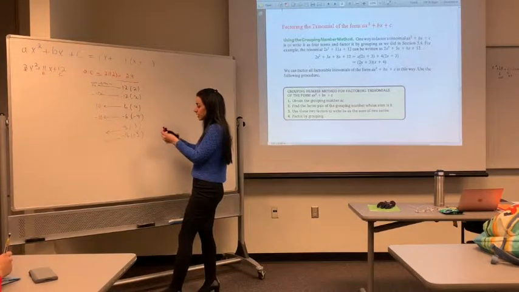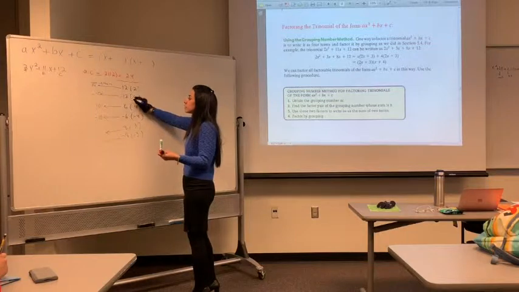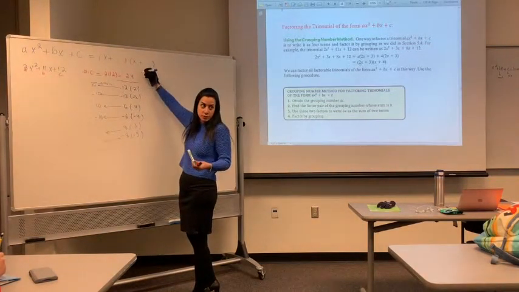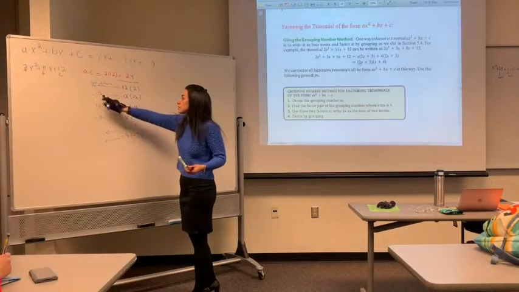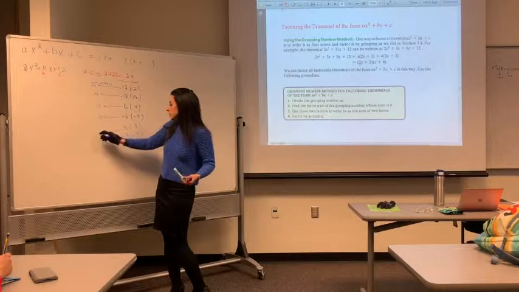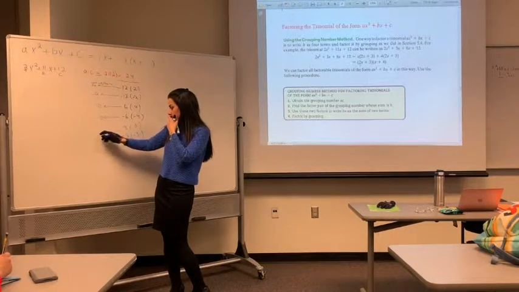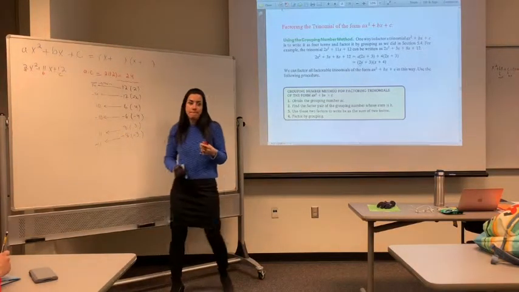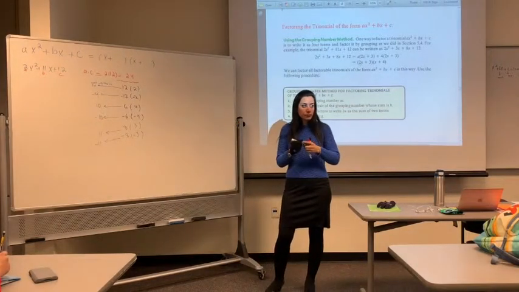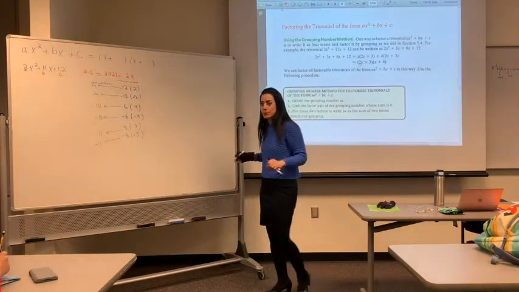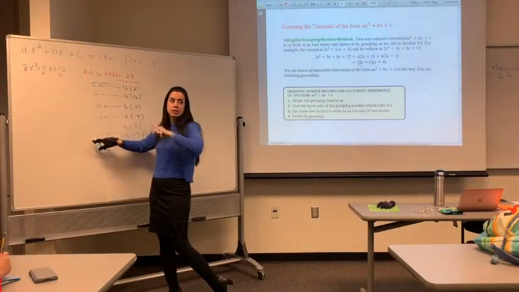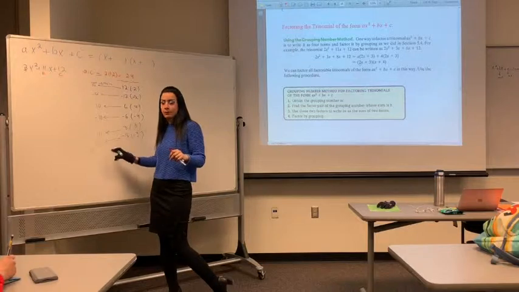Oh, here it should be negative. See? This should be negative 2, right? Negative 12 multiplied by negative 2 gives us 24, right? So that's why this one should be negative 14. This step and the next step are the same as the previous method.